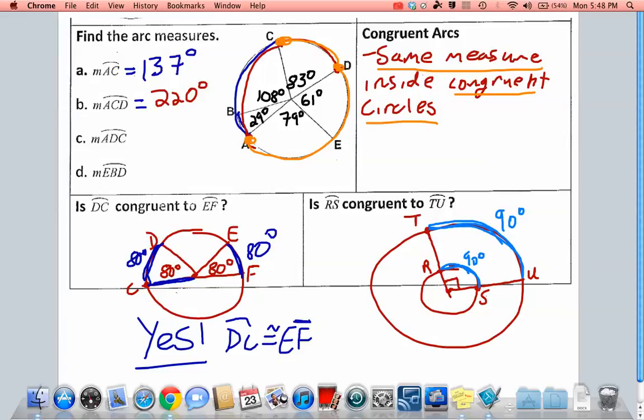Wrong. Okay? Unfortunately, for all math students everywhere, these circles have to be congruent circles. Well, this inner circle is certainly not congruent to the outer circle here, right? Those are not congruent circles. One has a radius that's much bigger than the other one, so these circles are not congruent. So this is no. RS is not congruent to TU. And that's it for 10.2.